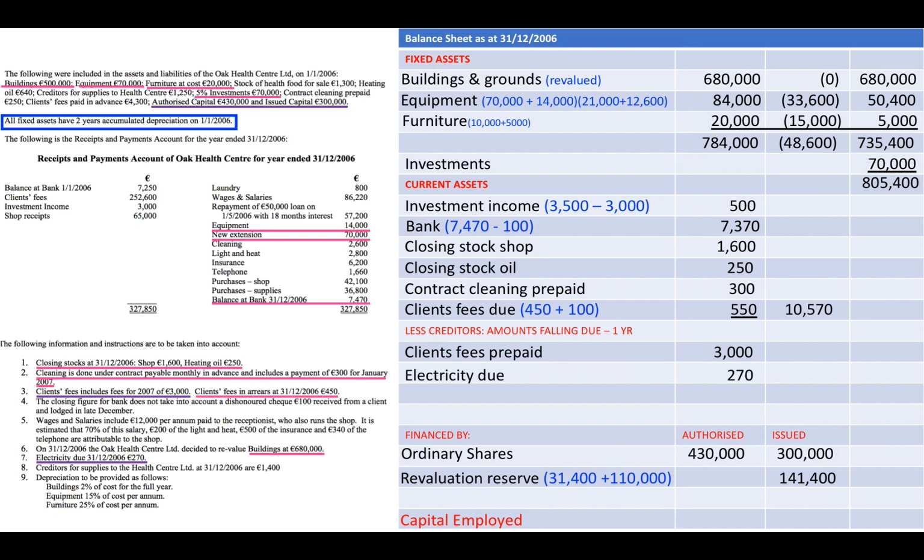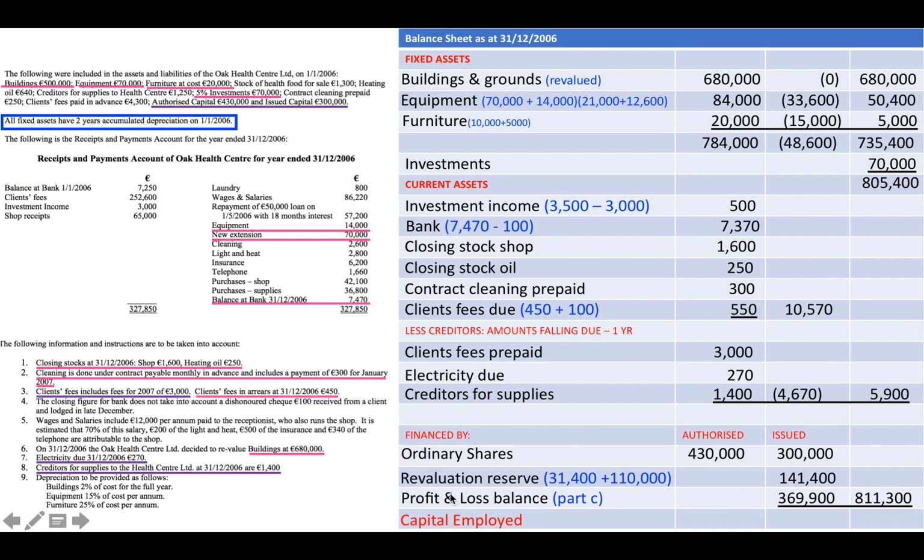Then we are going to have in note 7, we have electricity due, €270. And then we have note 8, creditors for supplies to health centre on the 31st of the 12th are 1,400. So we can then put in our profit and loss balance for part C in there, as always it's going to be the last thing in the balance sheet there. And then we tot them all up, and the total net assets and the capital employed are €811,300. So €811,300.